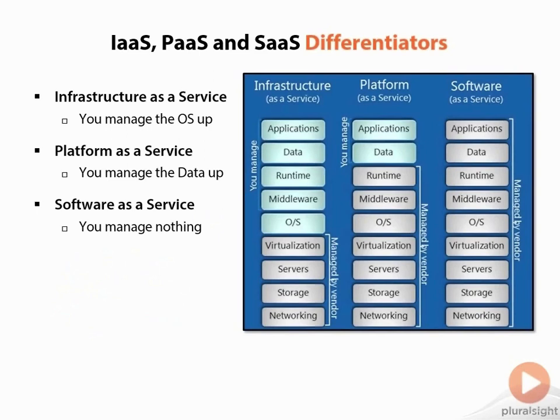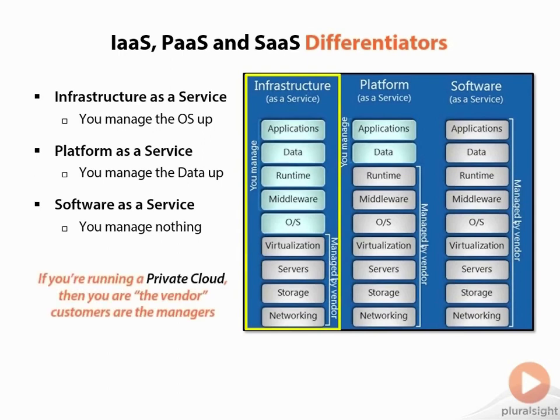You can see when we're talking about infrastructure as a service, the vendor, I'll back up one, the vendor could be a third-party service, or it could be us as an IT department. If we're doing an internal private cloud, then we're the provider. So if we're running a private cloud, then we are the vendors, and our customers are going to be the managers. If we're using a third party or a public cloud like AWS or what have you, then they're going to be the vendor.